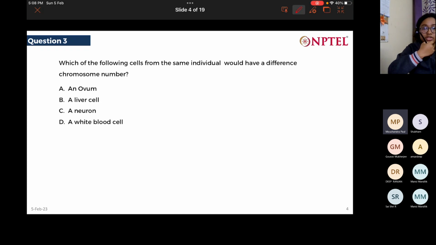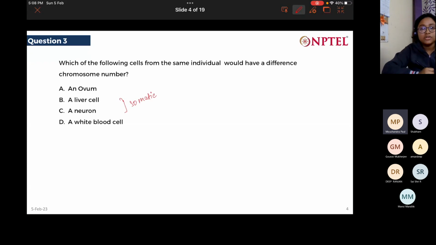So in the same individual, the liver cells, neurons, white blood cells, these are what? Somatic cells, right? They are involved in normal physiological functions, whereas this is produced in the gonads in female, and this is the cell that is involved in reproduction. And this is a haploid cell. So here the chromosome number will be 23 instead of 46. The correct answer will be A.